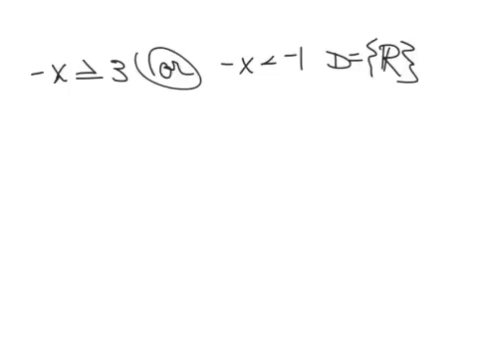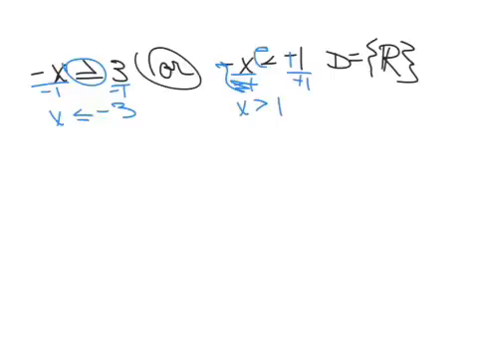Alright, so we can't put those together. We do them completely separate. So this is going to be x is less than or equal to negative 3, because I divided by negative 1, divide by negative 1, sign switched. So I have x is less than or equal to negative 3, and I also have x is greater than 1, because I'm going to divide by negative 1, divide by negative 1, those become positive, and that goes away, and that switches around.